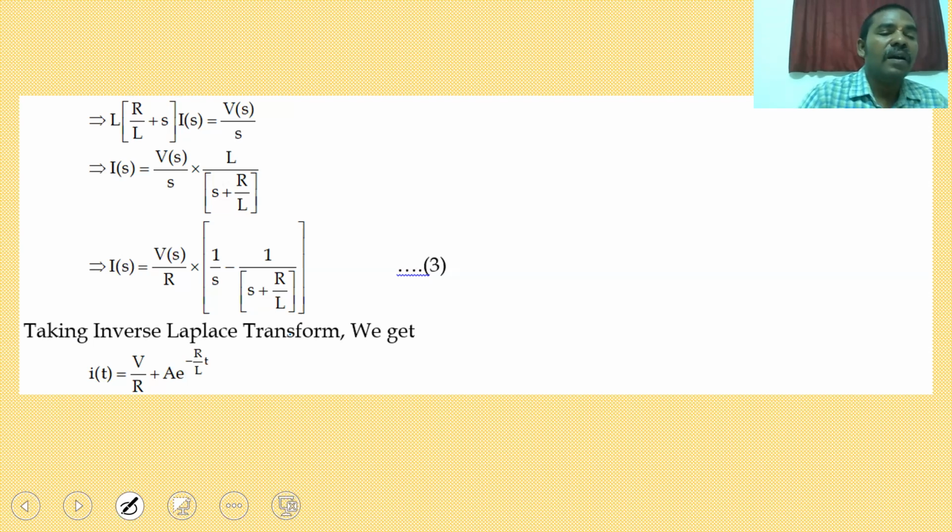So you can get I of t is equal to V by R plus A times e power minus R by L into t. The value of A will be minus V by R only. Do you understand this?